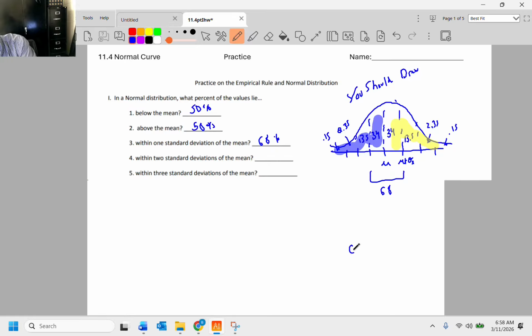Because remember, the rule is it's the 68, 95, 99.7 rule. This is the mean plus a standard deviation. This is the mean plus 2 standard deviations. And this is the mean plus 3 standard deviations.